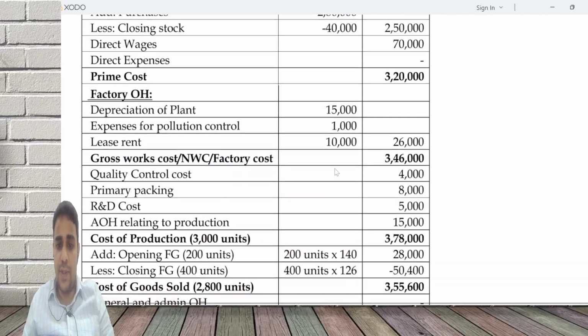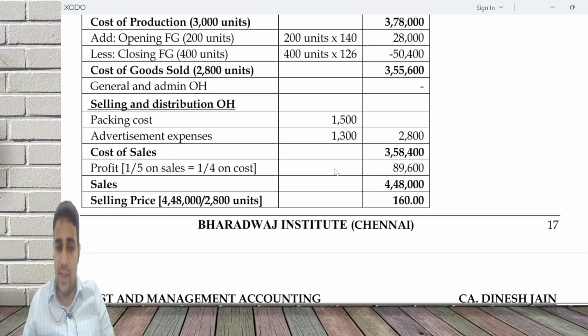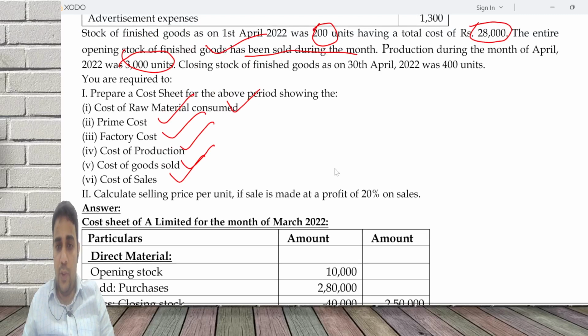I think this question gets over. The answer is matching. Any doubts on the cost sheet question? Any doubts on the cost sheet problems?